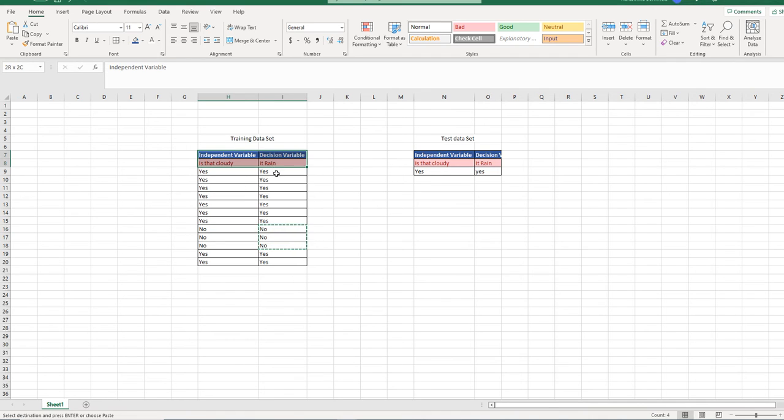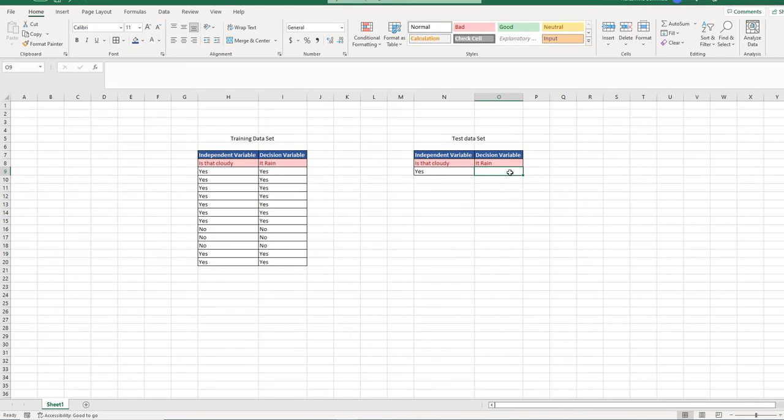So when we use this training data and we have a situation that it is cloudy outside, it is very easy for us to make a decision that it will rain.